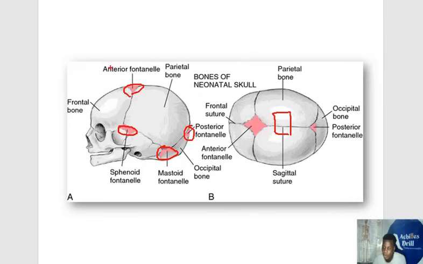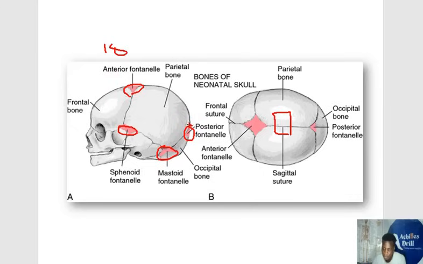So when does the anterior fontanelle close? Sometimes the question might not be what fontanelle it is. It could be when does it close. The anterior fontanelle basically closes between the 18th and 24th month. That's the anterior fontanelle.